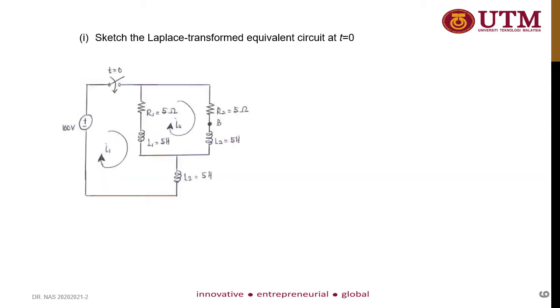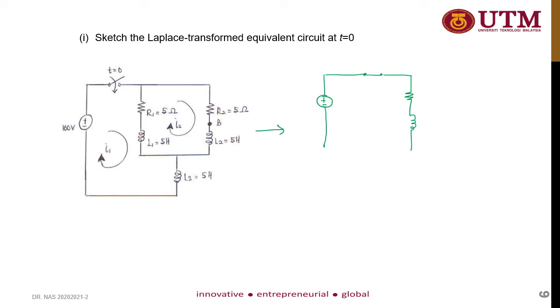Okay, let's look at the first question. Sketch the Laplace transform equivalent circuit at t equal to 0. So you need to convert all components to S domain. So in this case, we'll be having the source, and then at t equal to 0, now the switch is closed, and then you have the resistor, so R will be staying as it is. So, and then you have the inductor.